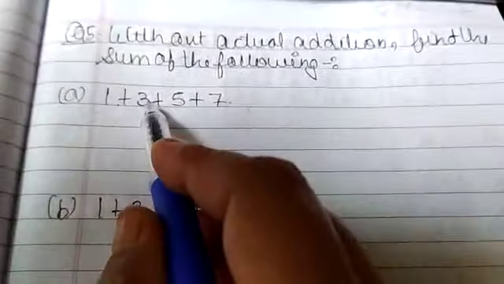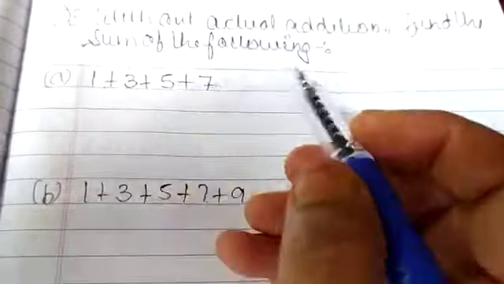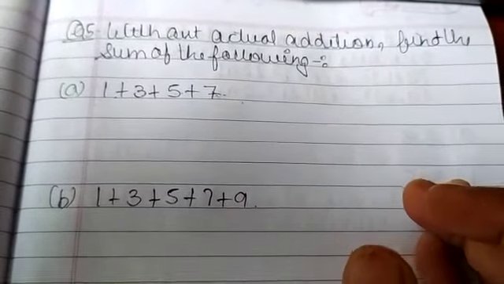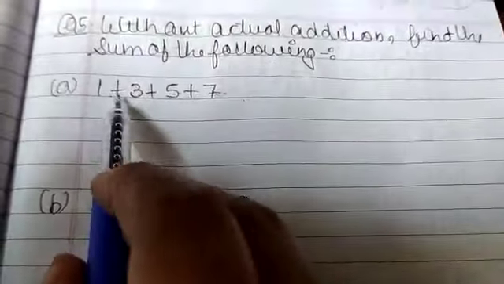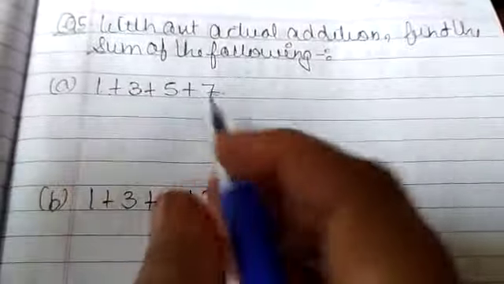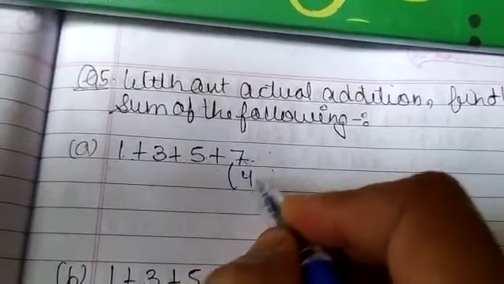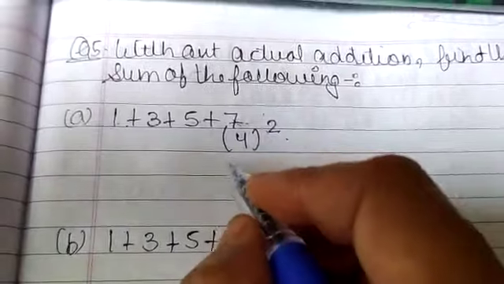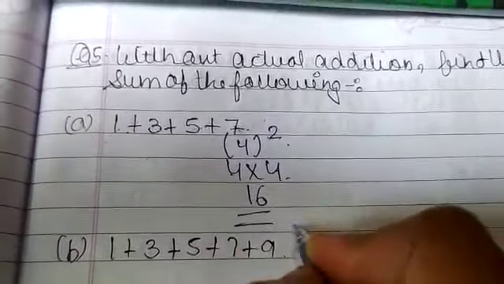Don't just add them: 3 plus 1 is 4, 4 and 5 is 9, 9 and 7 is 16. You can do it in this way also. But suppose the square comes of a bigger number, then what to do? First of all, you have to calculate its square. So I'll explain one simple method for this. There are 4 numbers in total, so you will write 4 square. I hope it is clear. So 4 square will be 4 into 4, and 4 into 4 will be 16.